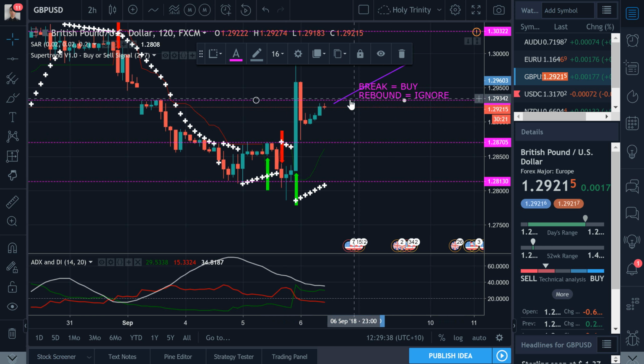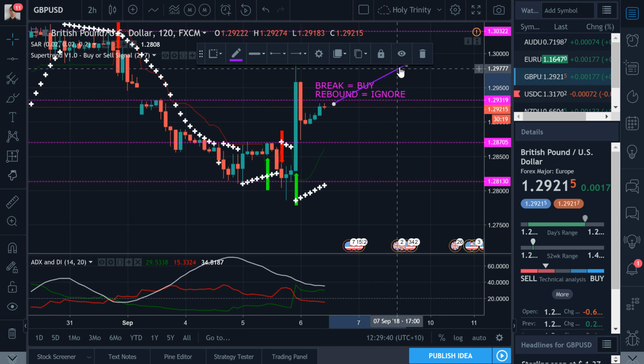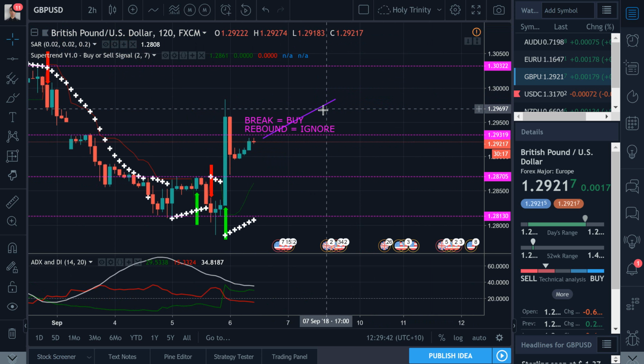So if it breaks through this line here, then I would want to buy it.